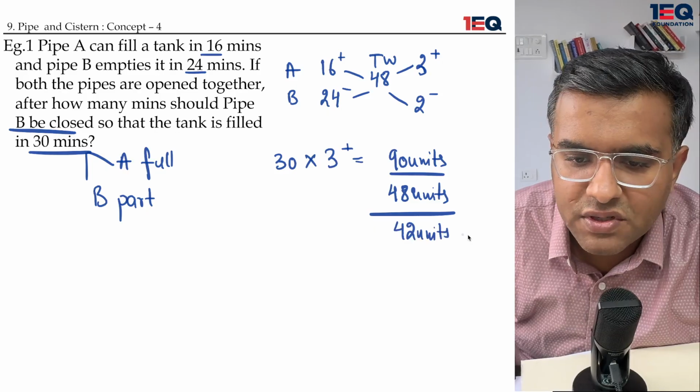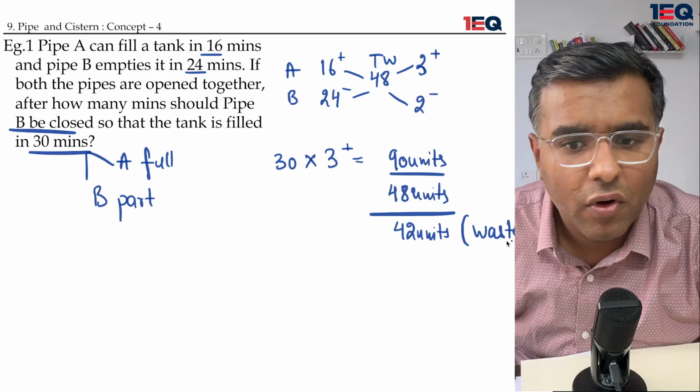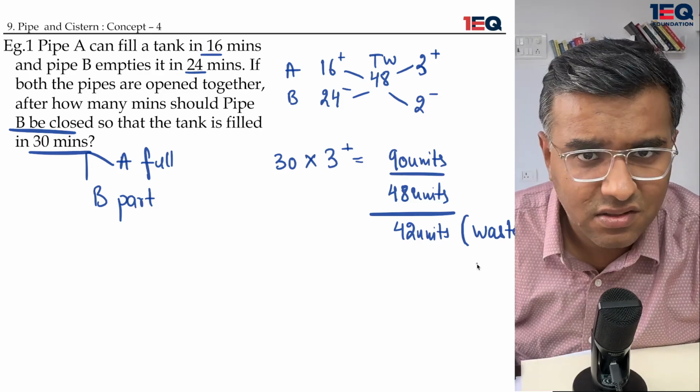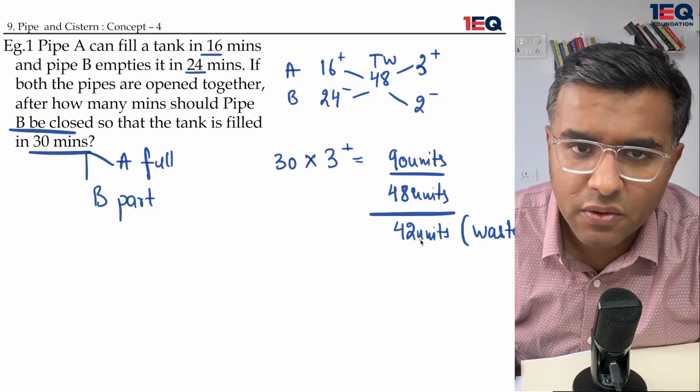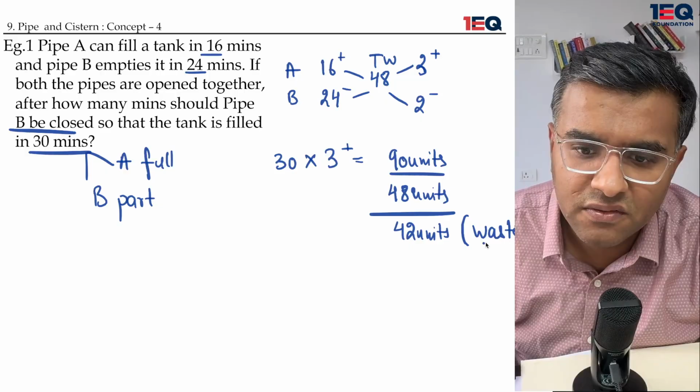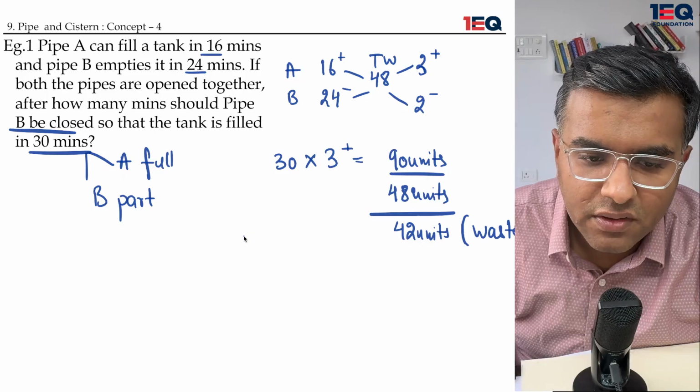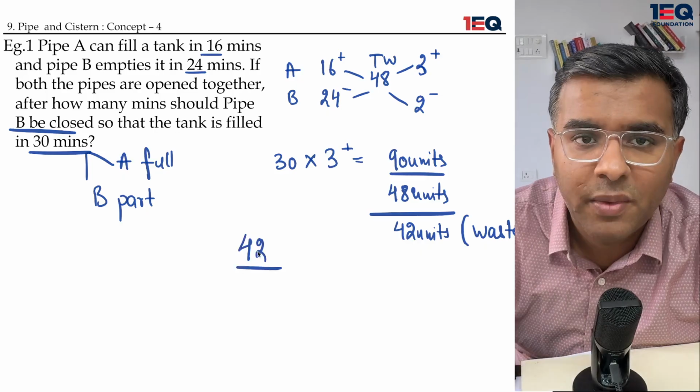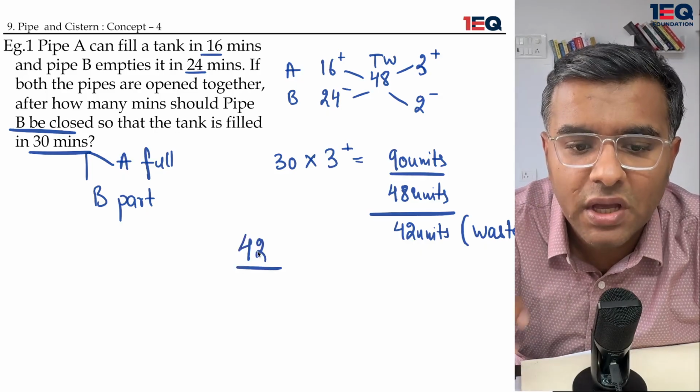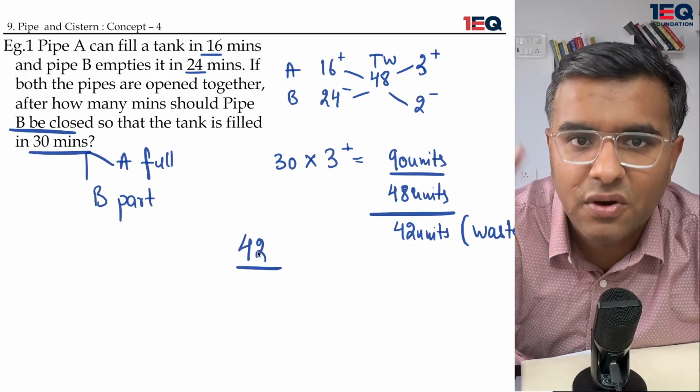42 units of work is a waste. This is true. So what do we actually do about it? This 42 units of work was destroyed by pipe B.